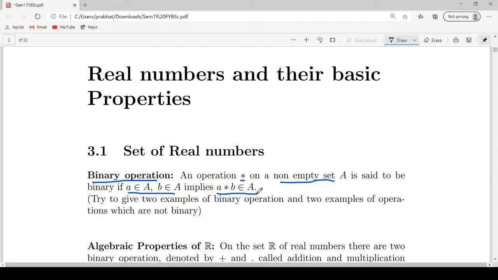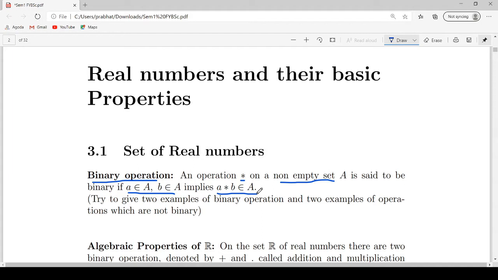For example, you consider your operation star as addition and your set A as the set of integers. We know that addition of two integers is again an integer. Therefore, we can say operation addition is a binary operation on our set of integers.